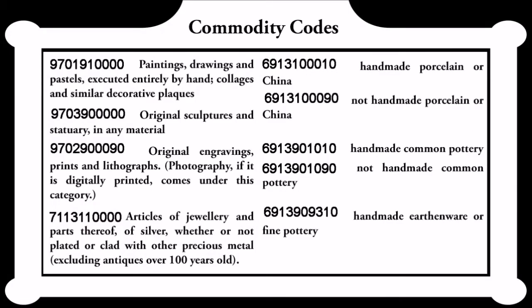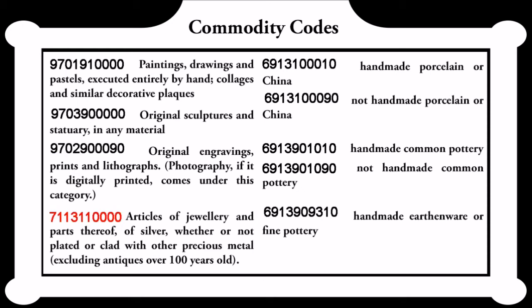Choose the codes that apply to you and enter them into your inventory. This relates to paintings, drawings and pastels executed entirely by hand, collages and similar decorative plaques. This relates to original sculptures and statuary in any material. This relates to original engravings, prints and lithographs. Photography, if it is digitally printed, comes under this category.